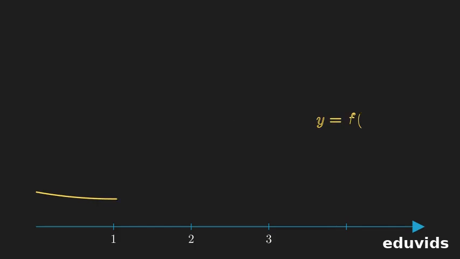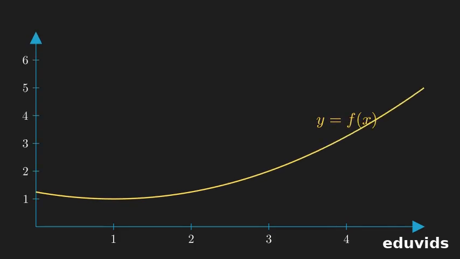Imagine a curve on a graph representing a changing value. The derivative at any point on this curve is the slope of the tangent line. A tangent line is a straight line that just touches the curve at that single point, matching its steepness. This tangent line's slope tells us the instantaneous rate of change right at that specific point.